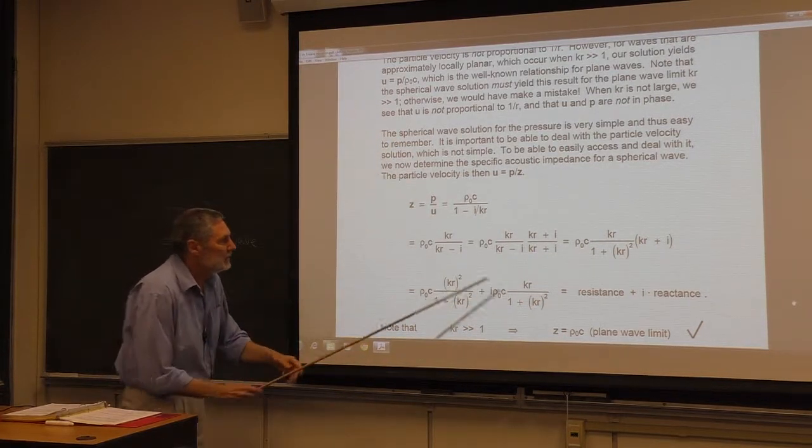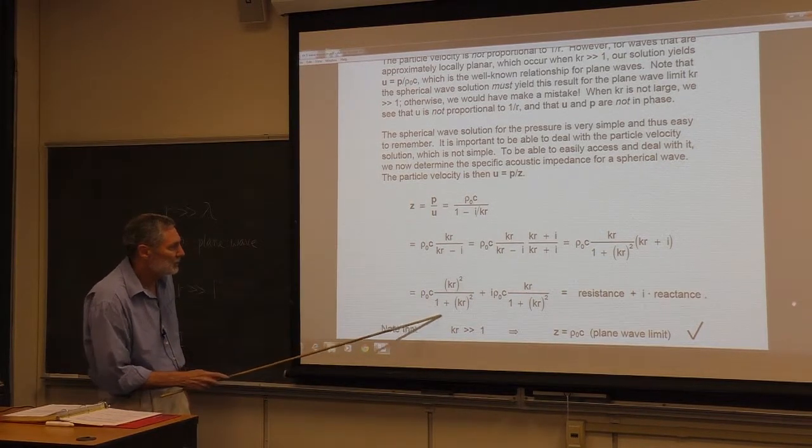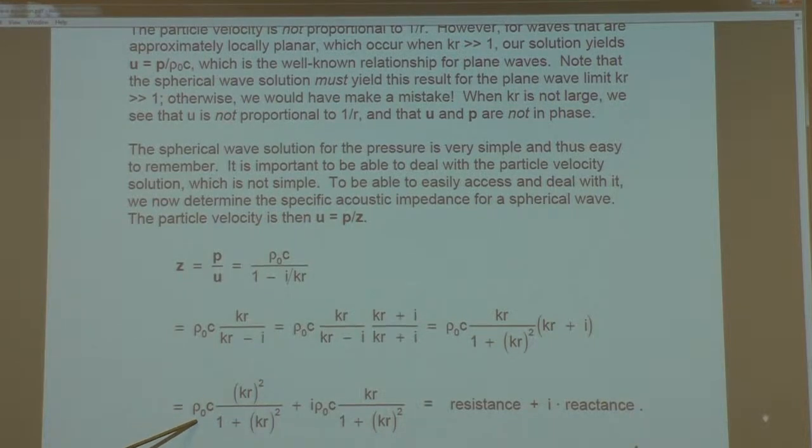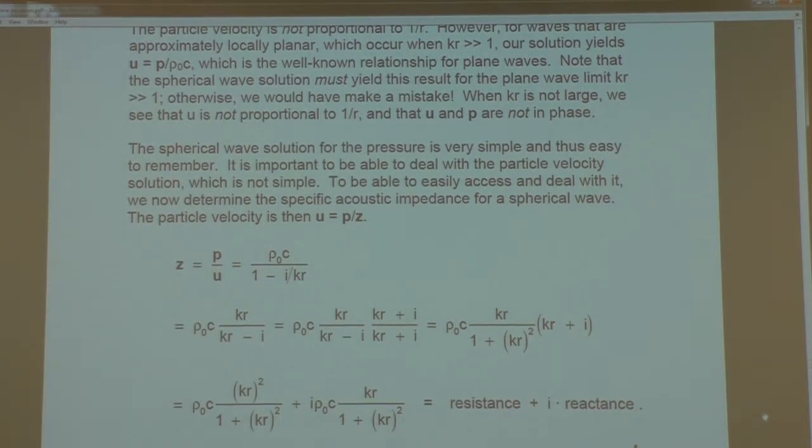Gather terms into real and imaginary parts. It's really simple here. So here's the resistance, the real part of the impedance of a traveling spherical wave. And here, the part that's multiplying the imaginary unit is the reactance.